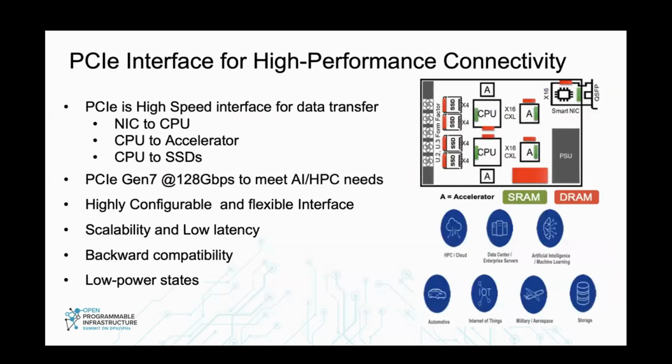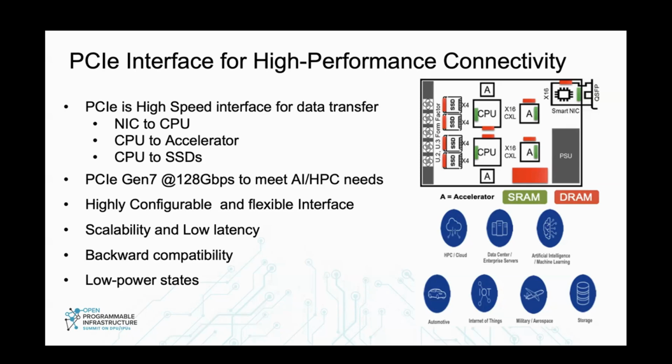Let me get into the details of the PCIe interface for high performance connectivity. PCIe is a high-speed interface that helps data transfer between NICs and CPUs, CPUs and accelerators, and CPUs and SSDs. PCIe is used in switches as well as retimers, and it has a wide variety of applications. It can be used in automotive, IoT, as well as aerospace and defense applications.